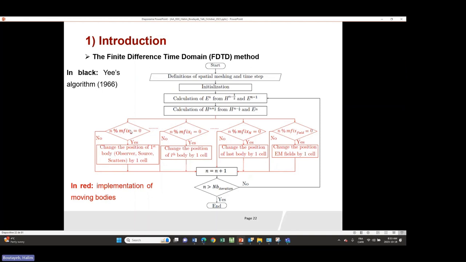So we will define what MFX is. We will define after that what this one, MFX1, is. We can have a first object, a second object, etc. We can have many objects. The object can be an observer, it can be a source, or it can be a scattering object. We can also move an electromagnetic field, as we will see later. So red, this is our algorithm.